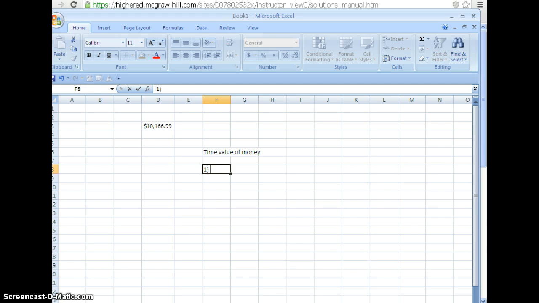one, what is the current value of future payments, or two, what is the future value of payments. So the first thing is, what is the current value of future payments?